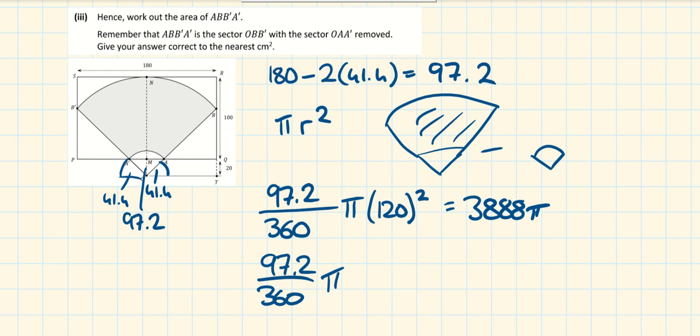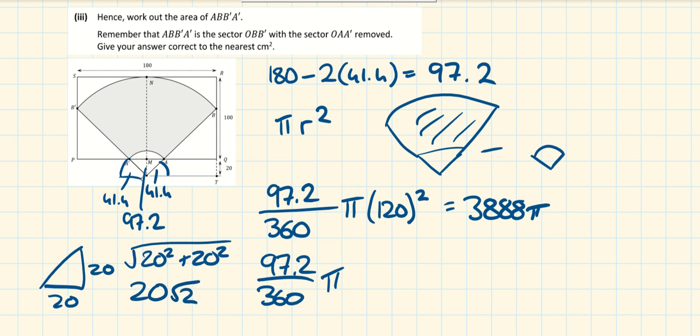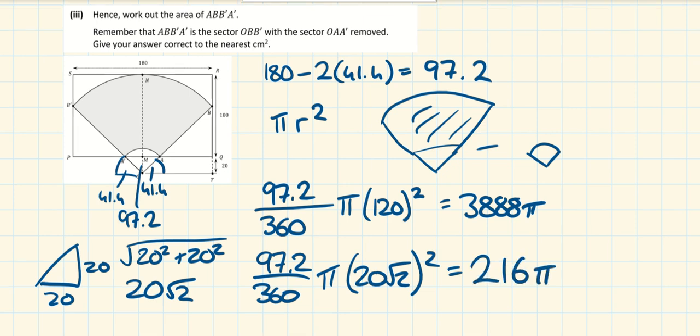Still going to be using the same thing, but you see in here it was 20 across and 20 up, and this here is the radius. So you just need to do a little Pythagoras there. The easy thing to miss is the square root of 20 squared plus 20 squared. That will give you 20 root 2. So 97.2 over 360 pi times 20 root 2 squared. Okay, so that will give you 216 pi for the area there.